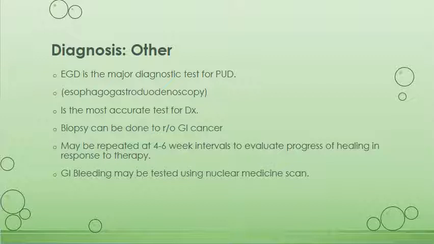The EGD is the most accurate test for diagnosis. It also allows for a biopsy to be done, and they would also check some of the fluid for cancer cells. It may be repeated at 4 to 6 week intervals to evaluate the progress of healing in response to therapy. So it's a way to measure progress. GI bleeding, another final test, may be tested using nuclear medicine scans.